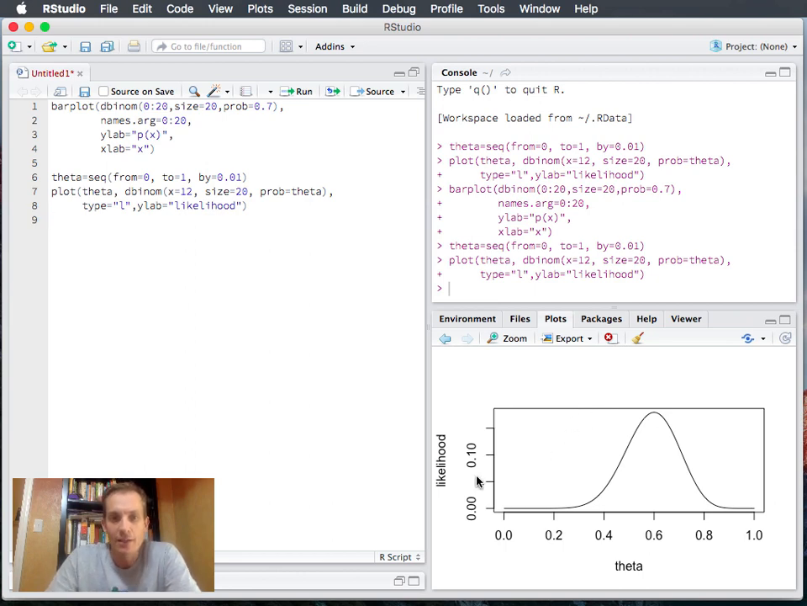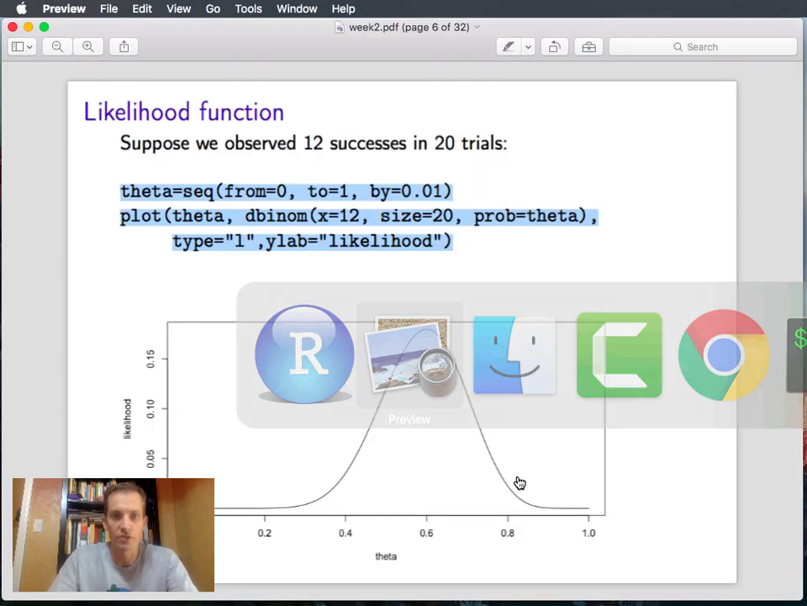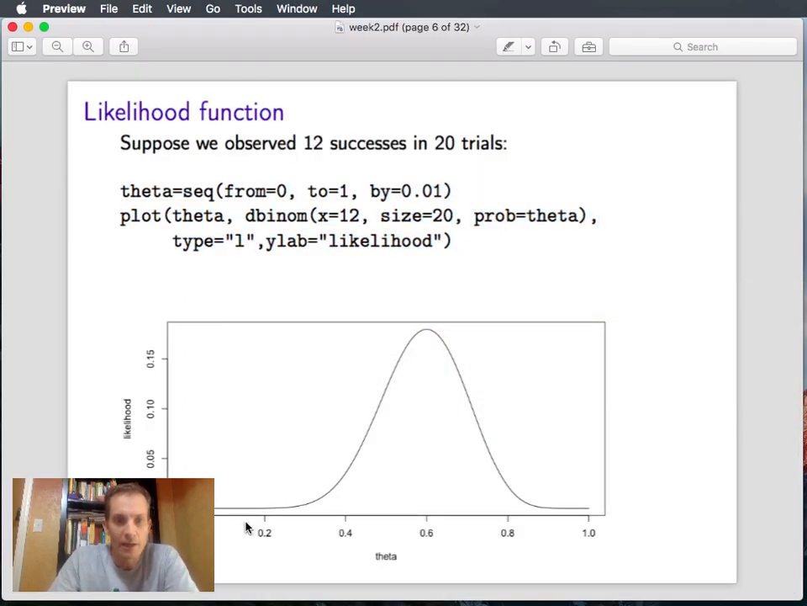What this is telling us, and we'll go back to the slide here for a clearer picture, is the likelihood of observing those 12 successes over the range of possible values of theta. Remember, theta is a parameter that tells you the probability of success on any one trial. So you can't have a probability less than 0, and you can't have a probability greater than 1. So this is the entire range of possible values of theta. And you'll see that as theta gets closer to 0.6, the likelihood goes up.